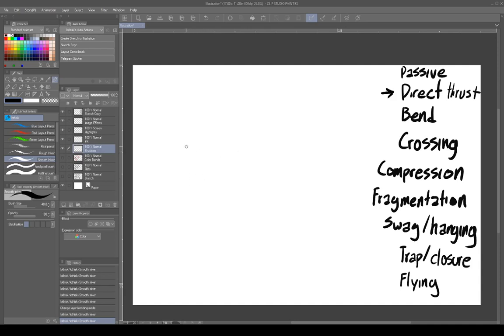So direct thrust: anytime something's heading from a point outwards, we've got some motion going on here. So let's say, for example, this is kind of a ball form, but we've got multiples to just try and show motion of the thing.